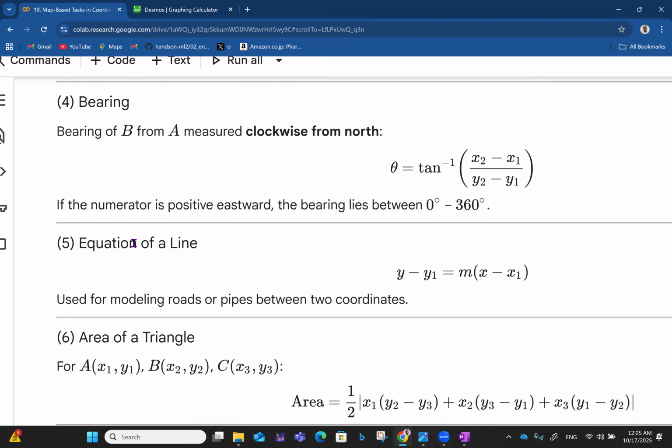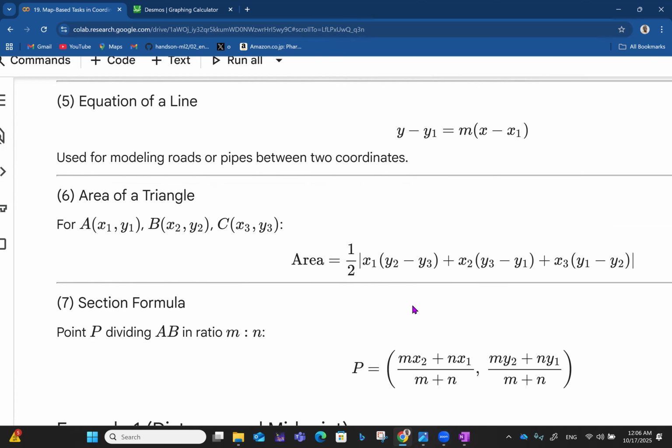Then we have the equation of a line, which we've dealt with a lot of times. There are different ways you can represent the equation of a line, depending on the information you have. In this case, if we have a slope and a point, then the equation of a line is y minus y1 equals m times (x minus x1), used for modeling roads or pipes between two coordinates.